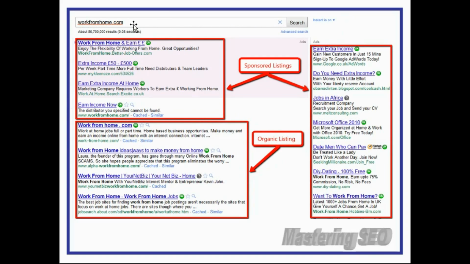Here is a particular search term, and this is workfromhome.com. Here and here we have what's called sponsored listings, and these are listings that are paid through pay-per-click, PPC. This section here are the organic listings, and this is where we apply SEO, and this is where we would like to get people ranked in the #1 spot here through SEO.